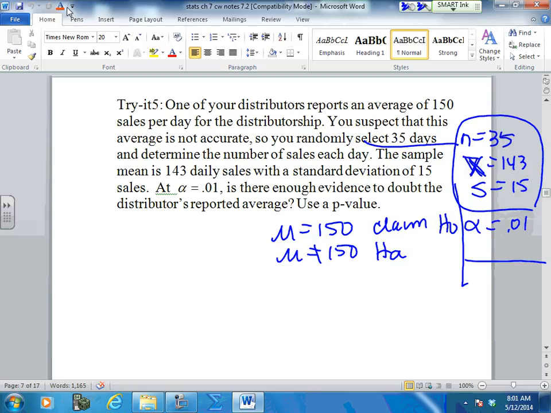Okay, so now, the problem is this. His claim is that it's 150. You suspect, you challenge his claim. This is the opposite of what they did before. What threw this off is, do you doubt this? They should have said, do you support or do you reject this? They should have said, do you reject his average? And then you would have seen what his claim is. If they would have said support or reject, you would see it's actually the opposite of the one before.